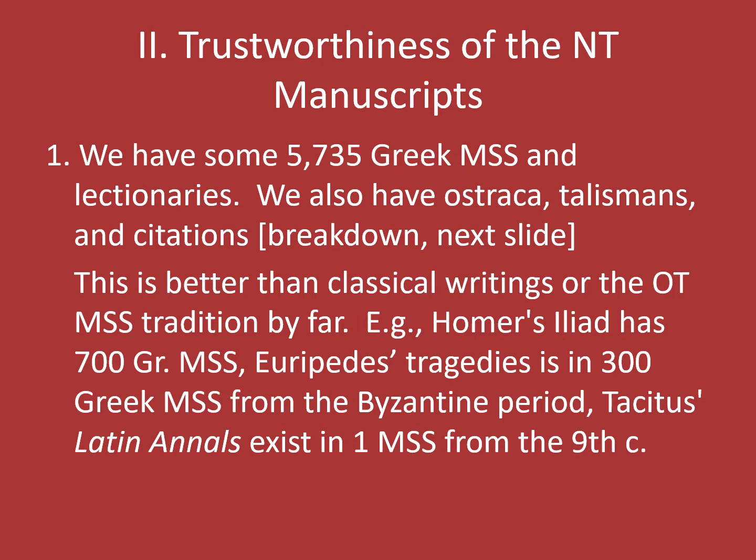We have a lot of evidence that can help us establish what the likely original reading was of our New Testament books. We have at least some 5,735 Greek manuscripts and lectionaries. In actual fact, we have more, but these are what have been identified so far. We also have ostraca, that is potsherds or pieces of pottery that have had a scripture passage on them. Talismans, that might be a piece of jewelry worn around the neck, for example, with some scripture passage on it or in it. And then citations.